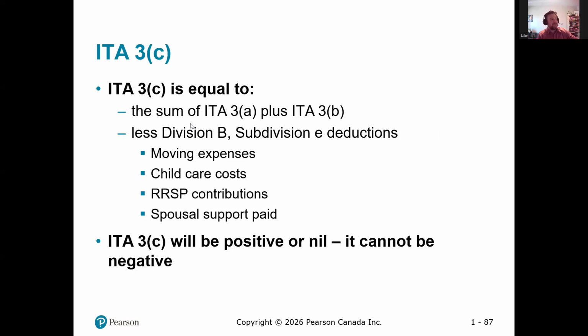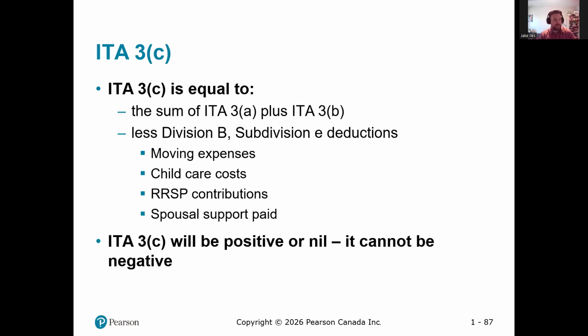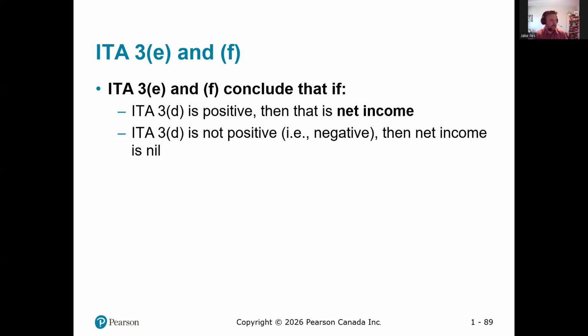And so after we've included our incomes, included our net capital gains, subtracted those subdivision E deductions, now this is when we will include losses from employment, business, or property. If my only source of income is employment, and then I do all the calculations, and now I have business losses, I can subtract them off of the tail end of my net income. This will become clear when we get into the examples.